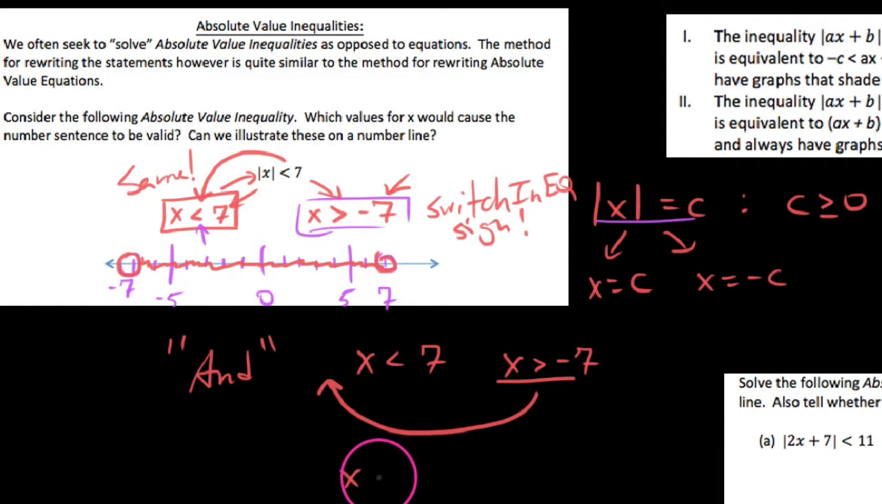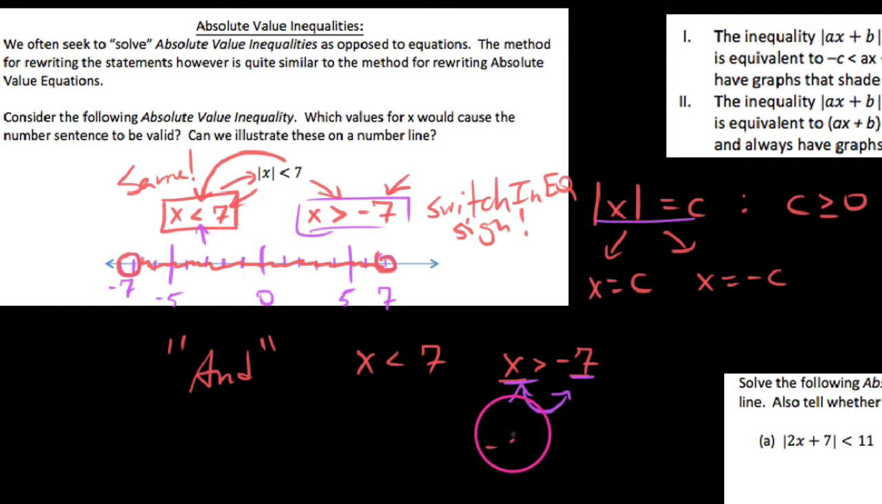You say x is greater than negative 7. Actually, let's do this first. Let's take these two values and switch them around. We're allowed to do this in an inequality. So this would say negative 7, and we'll switch the inequality sign, is less than x, because x is greater than negative 7.